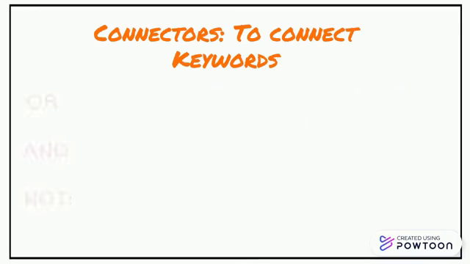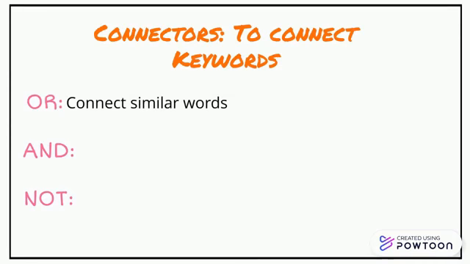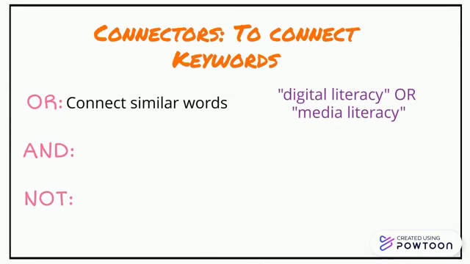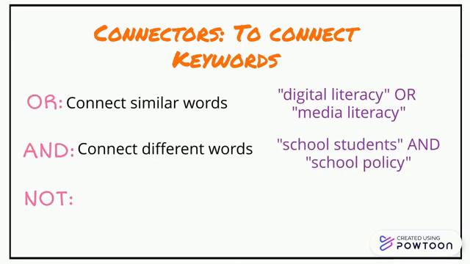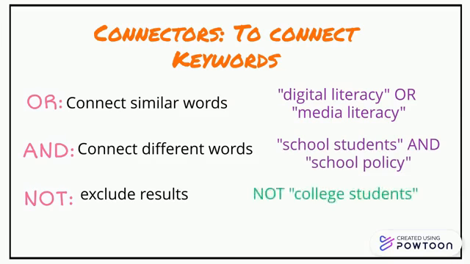Now, use connectors OR, AND, NOT to connect keywords, where OR is used to connect two or more similar results. So, we will write our similar keywords as digital literacy OR media literacy. AND is used to connect different words, school students AND school policy. NOT is used to exclude some research from results. In case we get some results that include college students, you can use NOT college students.